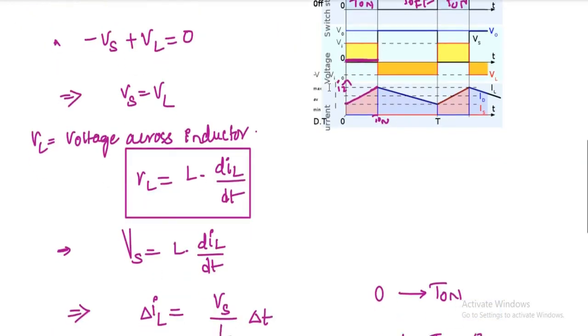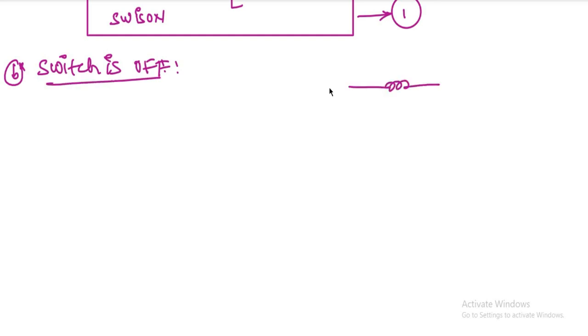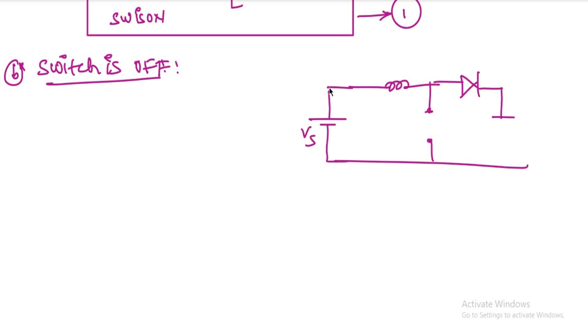Now let us see the condition of the circuit when the switch is off. So this is the second condition, when the switch is off. What is the circuit behavior? This will be the circuit. When the switch is off, the supply voltage will be connected to the output through the diode. This will be the load resistor RL. If you observe clearly, now we are observing some flow through the diode.